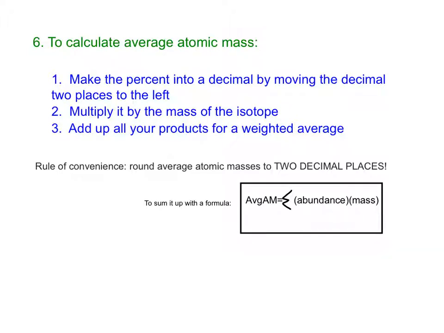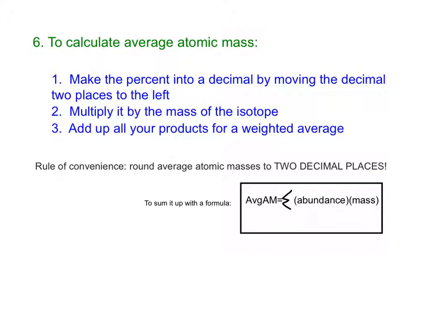Normally when you take an average, you add the parts together and you divide by the number of things you added together, right? If I take 3, 4, and 5, the average is going to be 4. 3 plus 4 is 7, plus 5 is 12, divided by 3, because you added 3 things together, gives you 4.